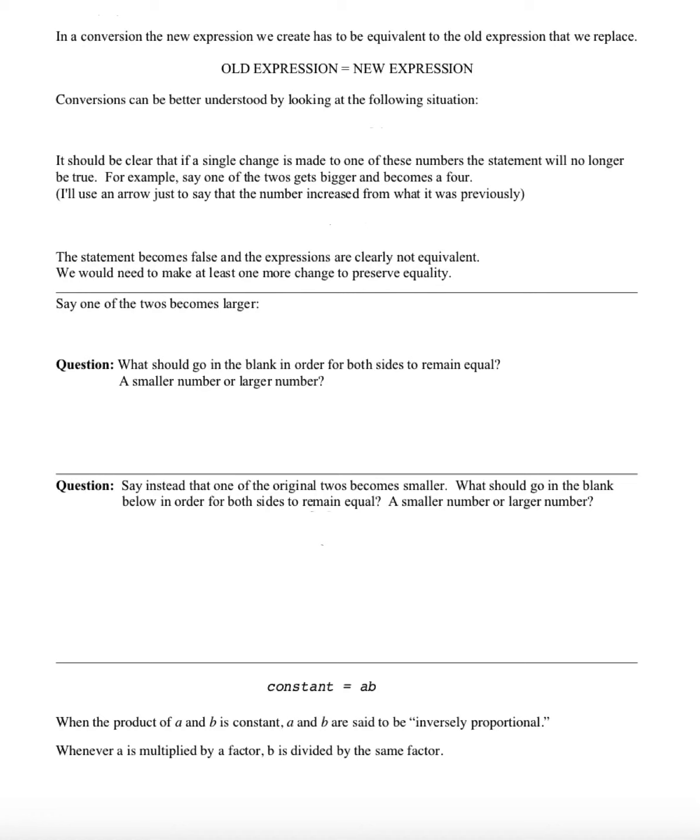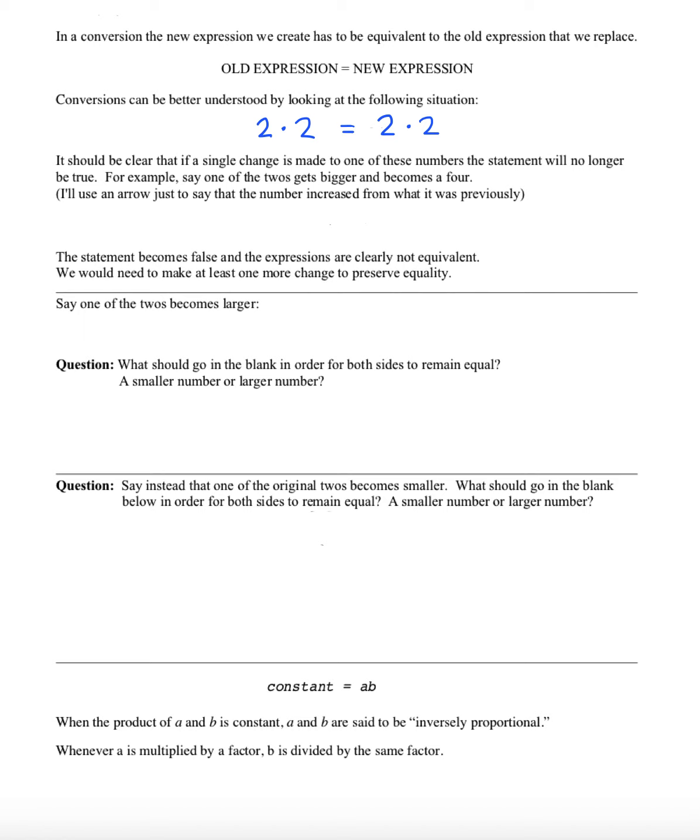Conversions can be better understood by looking at the following situation. It's going to be a multiplication of two things on one side of an equation, and we'll set that equal to a multiplication of two things on the other side. So there are four things involved here.